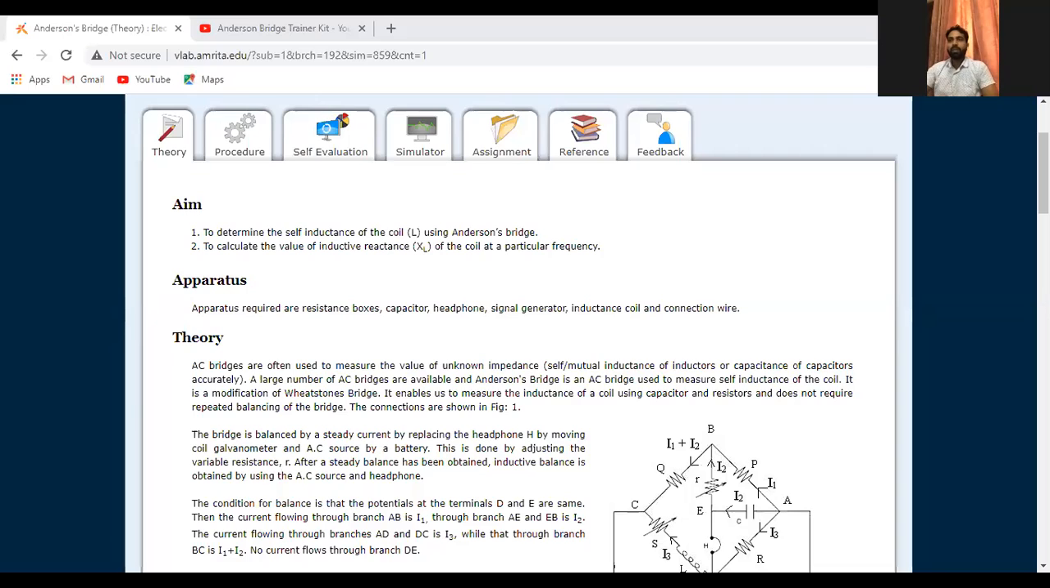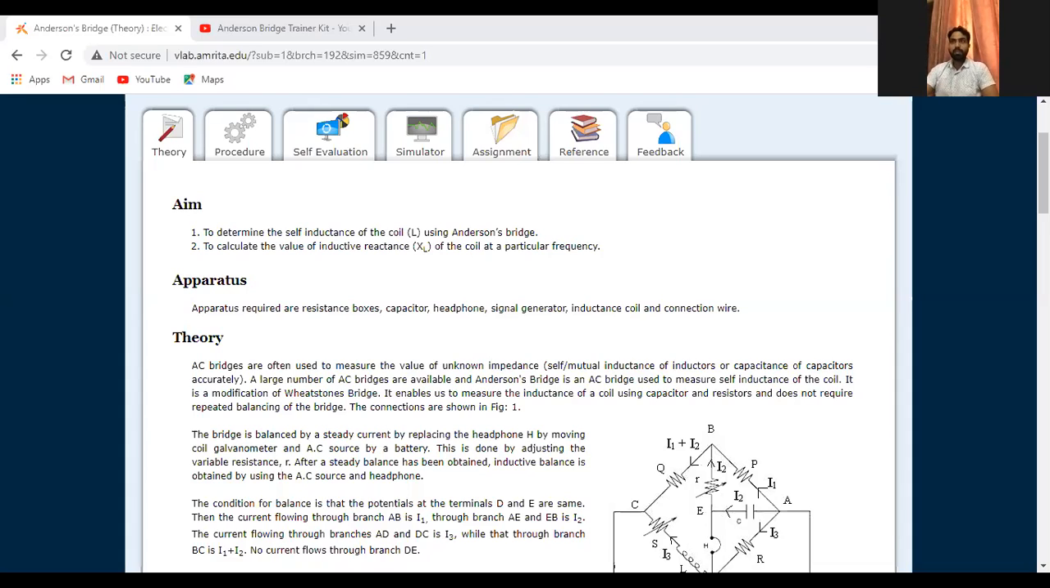ठीक है. Now if we see, this bridge is very much the same. वहां पर इंडक्टेंस और रेजिस्टेंस लगे हुए थे सीरीज में, यहाँ पर सिर्फ एक कैपेसिटर बनाया. AC bridges are often used to measure the value of unknown impedance, inductance, and the capacitance of a capacitor accurately. A number of AC bridges are available, and the Anderson bridge is an AC bridge used to measure the self-inductance of a coil. It is a modification of the Wheatstone bridge. Wheatstone bridge में हमने modification किया है.